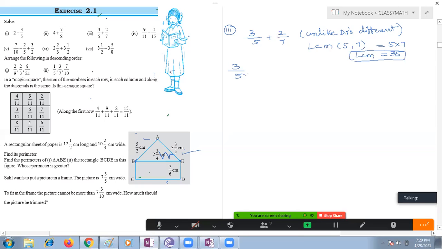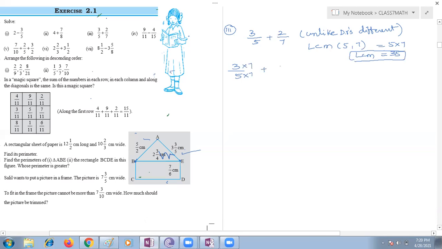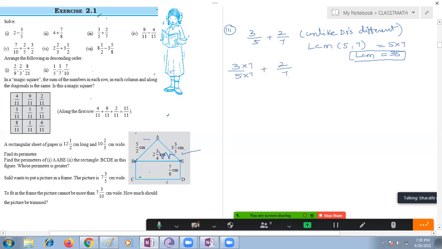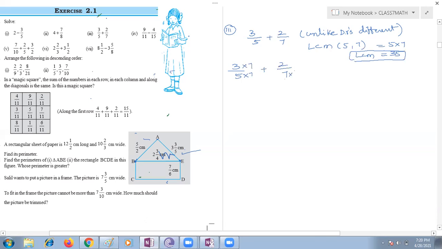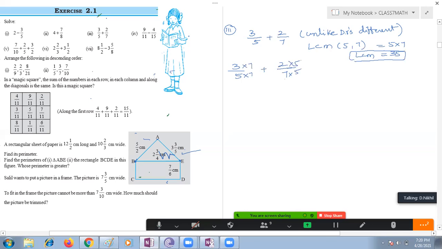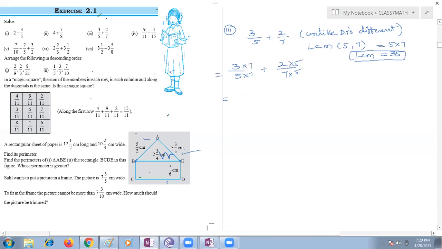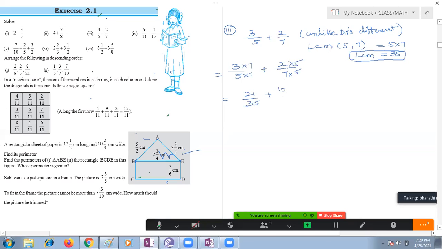Very good. You can multiply both sides with 7 plus 2 by 7. Denominator is 7 here. You need to multiply 7 by how many to get 35? 5, ma'am. Yes, 5. Now you just write down, children, multiply and write. 7 3s are 21 by 35 plus 5 2s are 10 by 35.